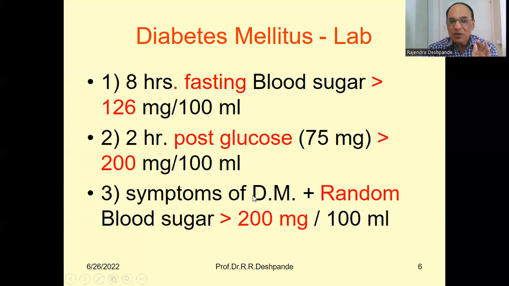So, symptoms of diabetes mellitus, which I have discussed previously, and if there is a random blood sugar, no fasting, no post glucose, any time, morning, evening, afternoon, if it is more than 200 milligram per 100 ml, then definitely it is a definite diagnosis of diabetes mellitus.